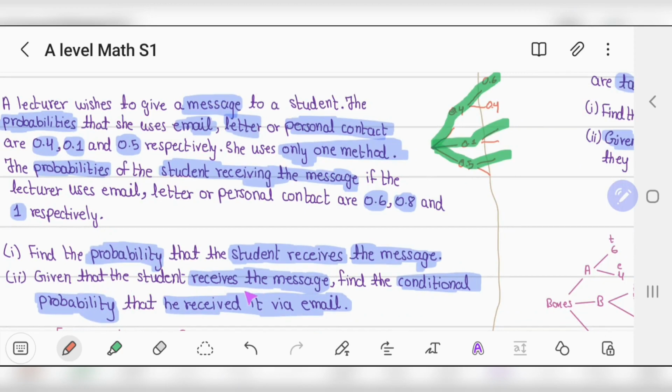Then it says, given that the student received the message, find the conditional probability that the student received it via email. Now this is very tricky. It says given that the student received the message, but the condition is that the person received it through email. Whatever answer you get for the student receiving the message, you write it down in the denominator, and then for receiving it through email, you take this part, 0.4 times 0.6, and write it in the numerator, and then this is the answer.